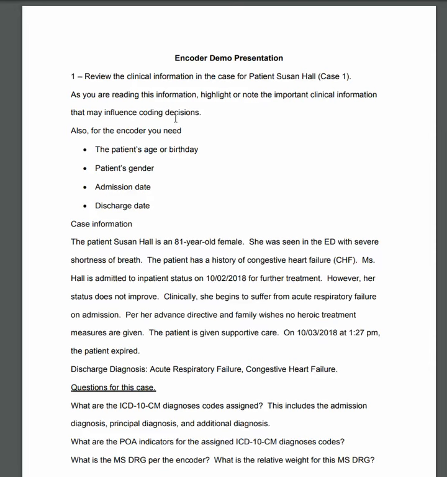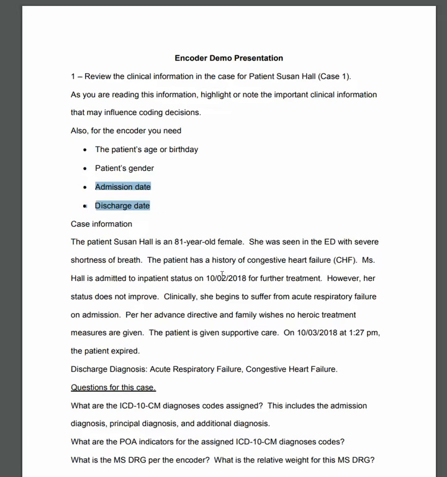So here in the course document, we are going through a case of a patient by the name of Susan Hall. It identifies that you need to pick out some information. When you go to the encoder, you need the patient's age or birthday. You need to know the patient's gender, and it's important that you have the admission date and the discharge date, because that does impact your MSDRG or your relative weight. If you put a discharge date, for example, with the year 2019, and you were to code that same case with a 2018 admission and discharge date, you may have two very different relative weights.